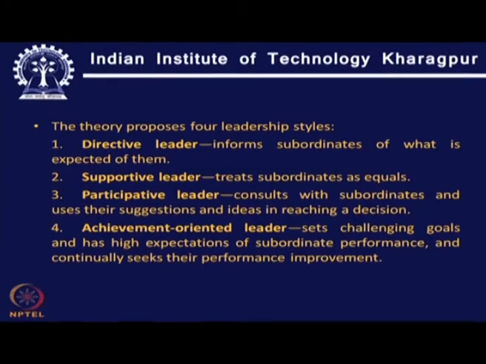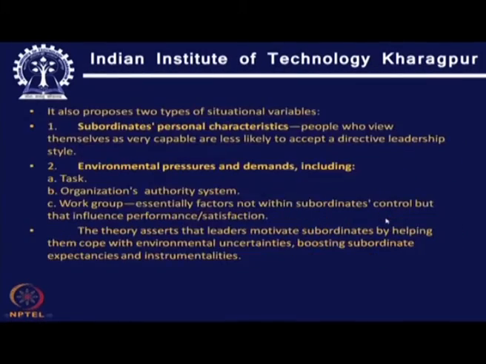It identifies 4 leadership styles: the directive leader, who informs subordinates of what is expected of them; the supportive leader, who treats subordinates as equals; the participative leader, who consults the subordinates and uses their suggestions and ideas in reaching a decision; and the achievement-oriented leader, who sets challenging goals for people, sets performance standards, and continuously seeks performance improvement. So, these are the 4 different leadership styles.